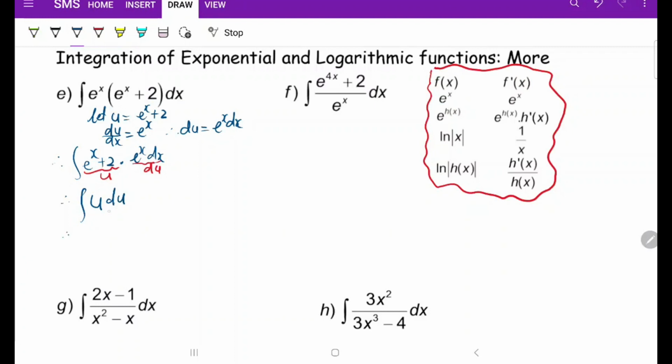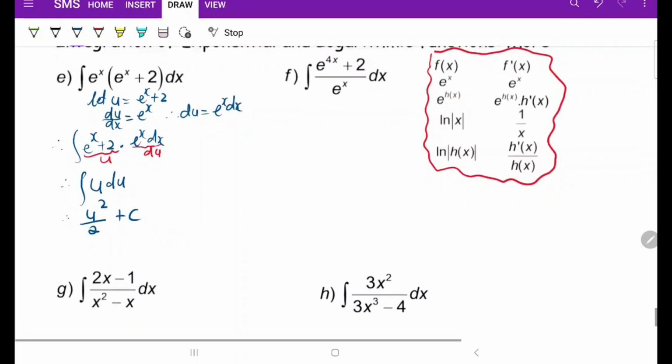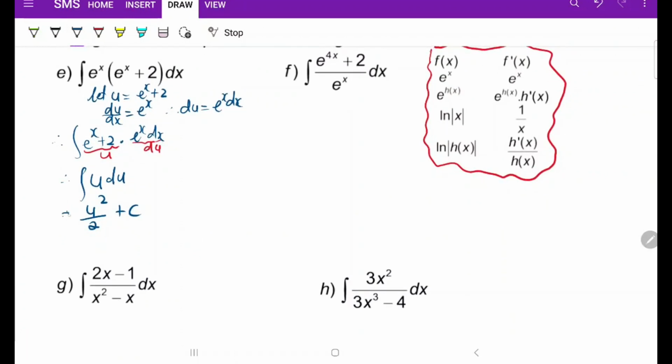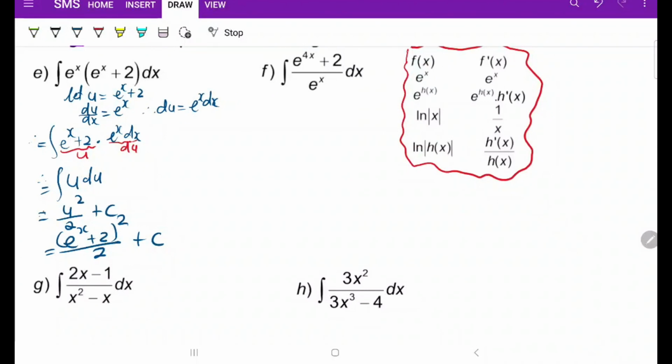We are all versed by now at solving integrals like this. So this becomes u squared over 2 plus the constant of integration c. What is important is to remember to substitute back what u is. So this becomes e to the x plus 2, to the power 2, all over 2, plus c. And therefore, that is our solution for this particular integral. I hope this has made some sense. Let us deal with the next question.